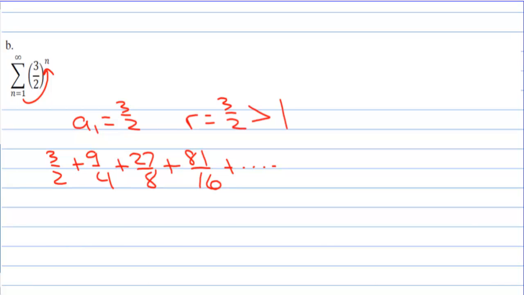But that's greater than 1. What you're adding on gets bigger and bigger and bigger. It doesn't get smaller and smaller. So this series, the sum is shooting off to infinity. But we just say that this diverges.